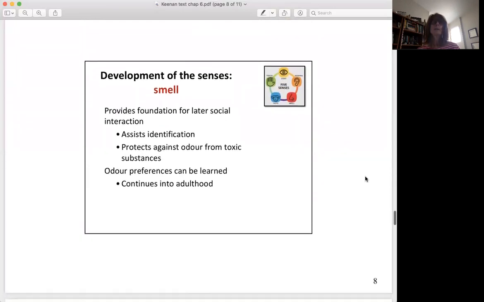Smell is an interesting sense because part of what that reaction is, it's connected to social interaction, and it helps with identification. Smell also protects us from toxic substances that smell, quote, foul, unquote. And odor preferences can also be learned. So that continues into adulthood.